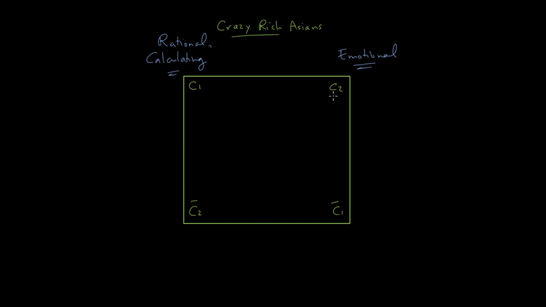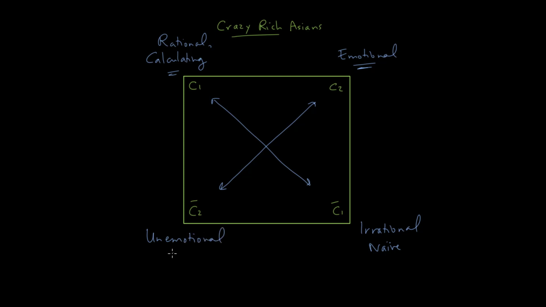If we think about the contradictory, right, so taking the negation of these positive terms, then the opposite of being rational or calculating here would be to act in an irrational way, to be irrational or naive, let's say. Okay, so to be naive. And the contradiction of being emotional would be unemotional. We might even say cold, to act in a kind of cold manner.